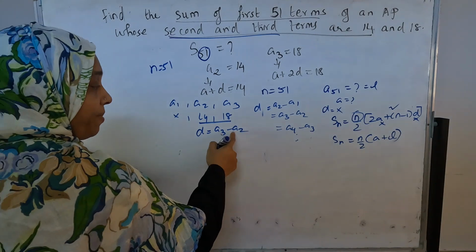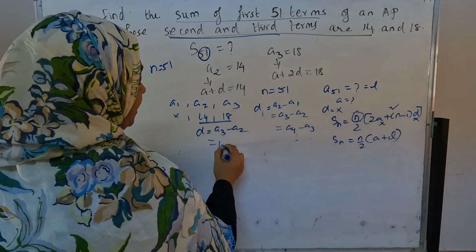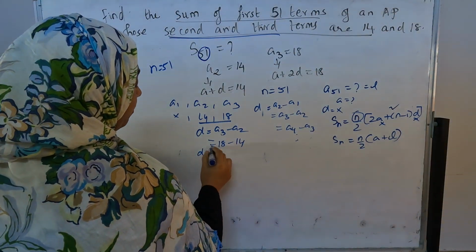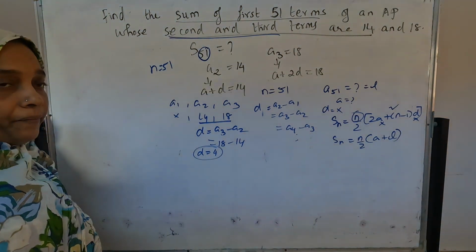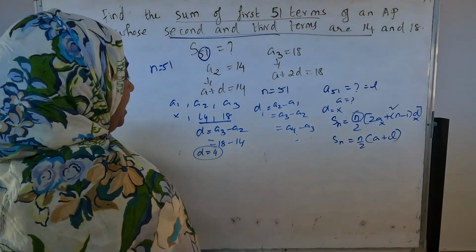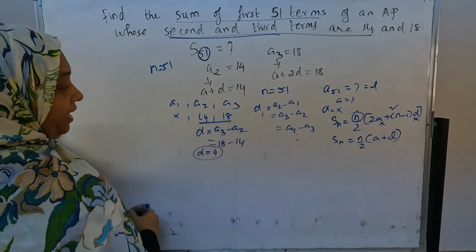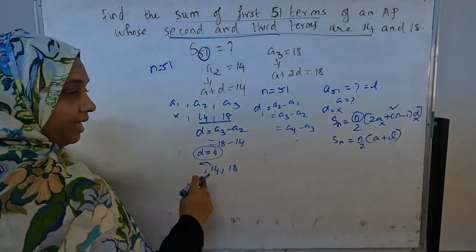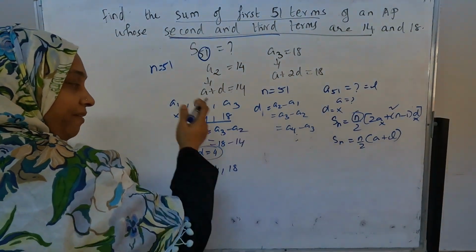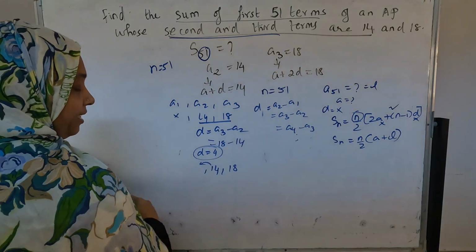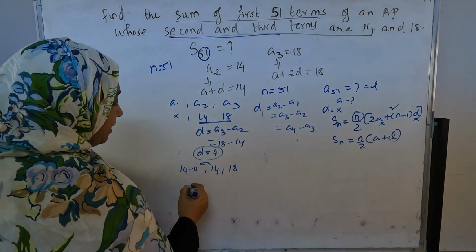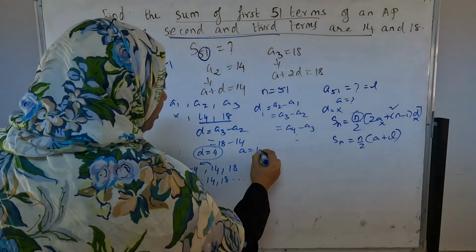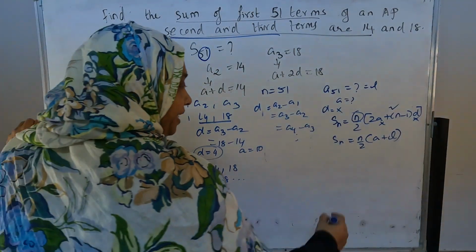So A3 minus A2: A3 is 18, A2 is 14. The difference is 4. Difference we easily found. Now A also we will find. A2 we have is 14. For the next term you add D, for the previous term you subtract D. So we subtract D and write 10: 10, 14, 18. Job over. A is also 10. Think a little logically and sums are easy.